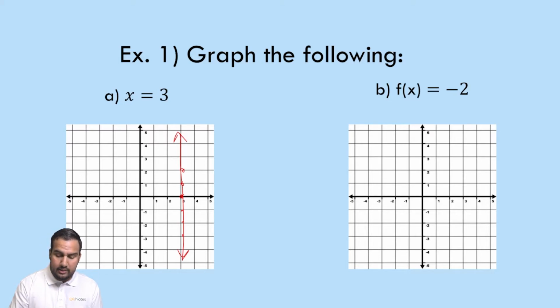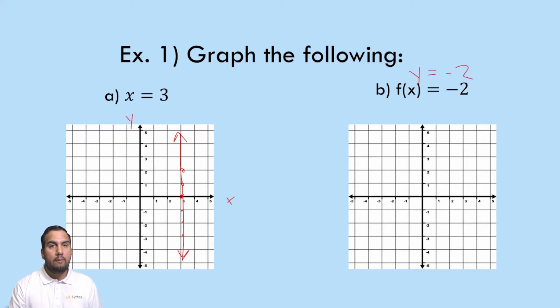Now don't forget, this is the x-axis and this is the y-axis. For part B, it says f of x equals -2. Wait a minute, what do we say f of x always is? It always represents what letter? Y. So really what they wanted you to know was y equals -2.